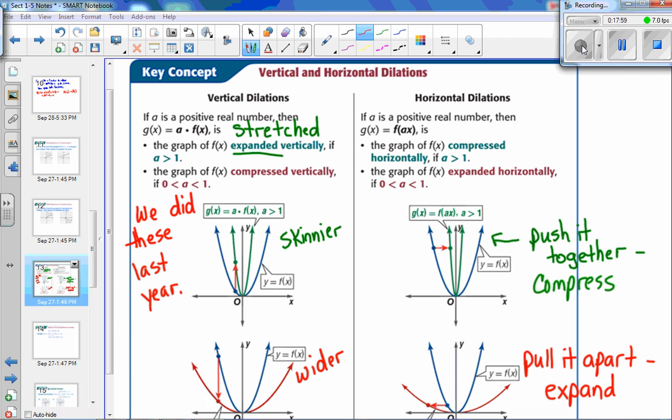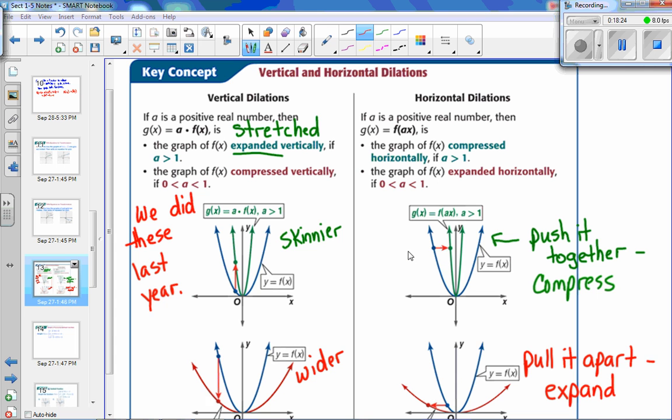The last thing I just want to mention, and this is in your book, although I've written some things on it, what they call vertical dilations. And we use these when you have a number out front of your function. We talked about how it's stretched or compressed last year in Algebra 2. So if the number was bigger than 1, it would be stretched, it'd be skinnier. If it was a fraction, something between 0 and 1, then it was going to be wider and compressed.